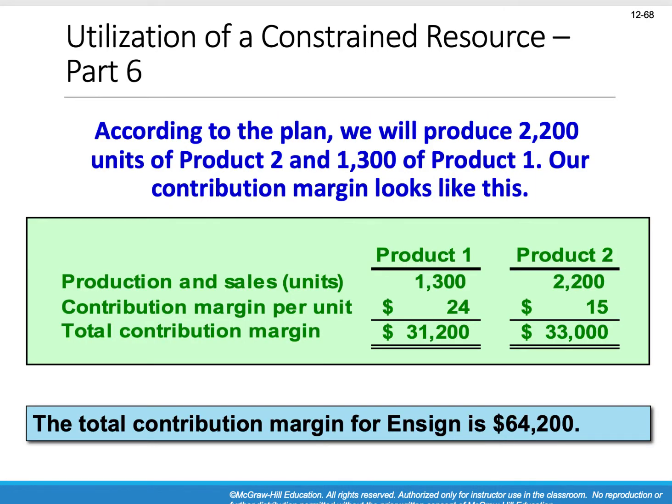Okay, so here's what we see here. We're going to make 2,200 of product 2, and we're only going to make 1,300 of product 1. If we multiply those by their contribution margins, we get the total contribution margin of $64,200. All I did was take the contribution margin of product 2, $33,000, plus the contribution margin for product 1, which is $31,200. I get my $64,200.